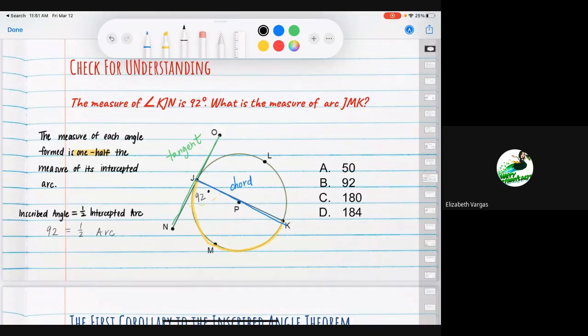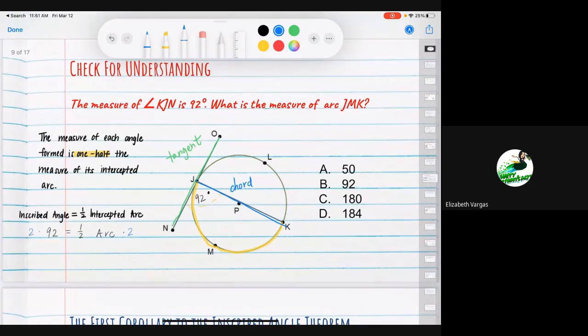And we're looking for the measure of that arc, right? Arc JMK. Okay, so what we could do is multiply by 2 on both sides. And when we do so, we see that the arc is equal to 184. Why is that? Well, because the angle is 1/2 the measure of that arc. So 184 divided by 2 is 92. And so therefore, D is our answer. Okay, good job, guys.